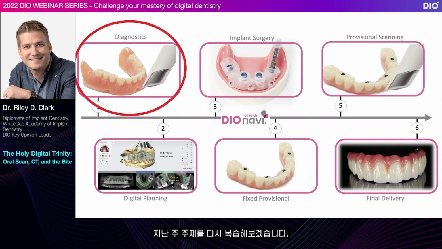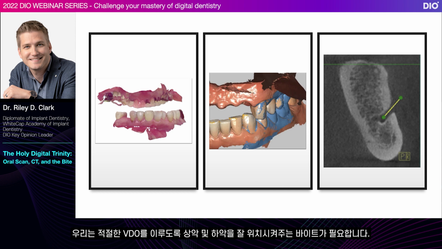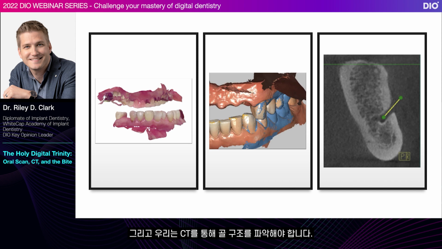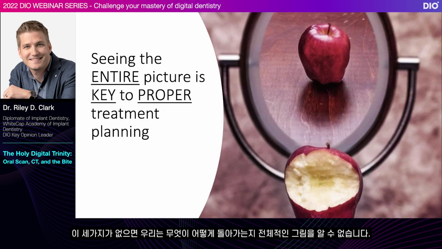So with that said, in review, this is what we're talking about. On the far left there, we need an intraoral scan. We need scan data that is accurate and clear. We need a bite that relates the upper and lower jaw to the proper vertical dimension. And then we need to know the osseous structures found in our CT. These are our 3 data sets that we'll be talking about, and without these 3, we really don't have a full picture of what's going on.